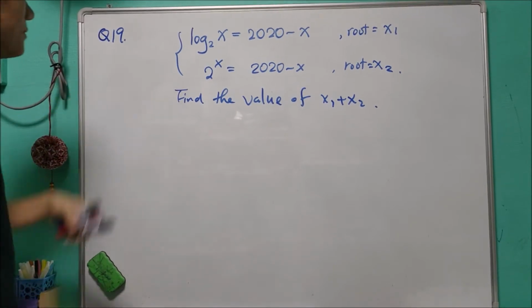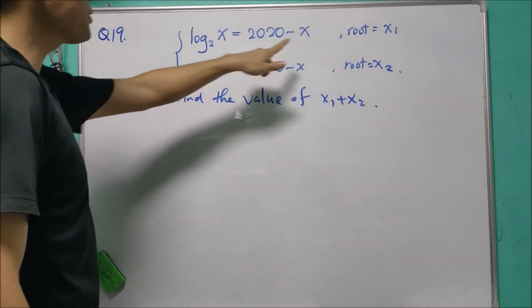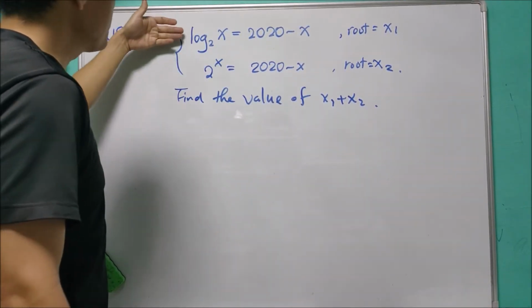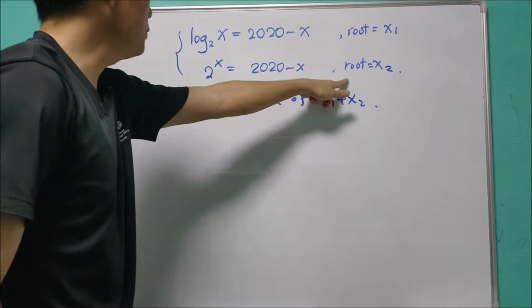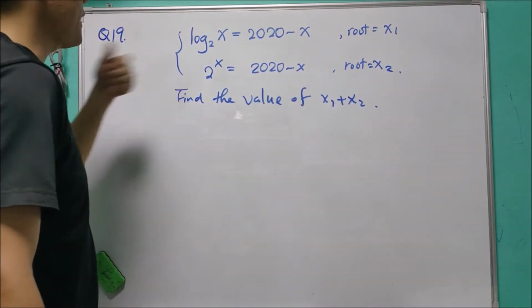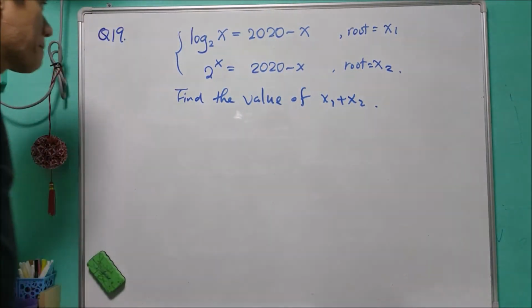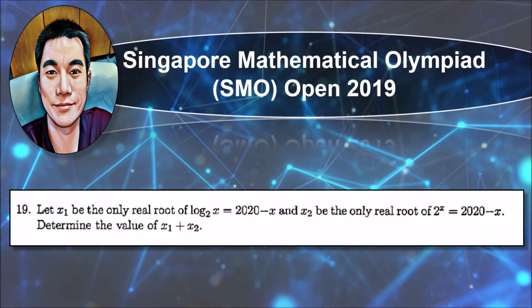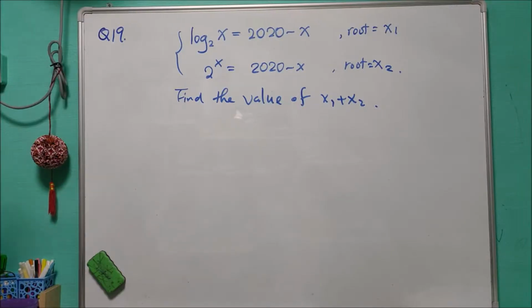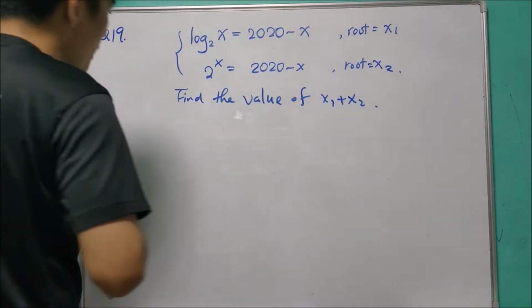This is question 19. Given that x1 is the only root for the first equation and x2 is the only root for the second equation, we are asked to find the sum of these two values. Now it will be easier if we sketch the graph.